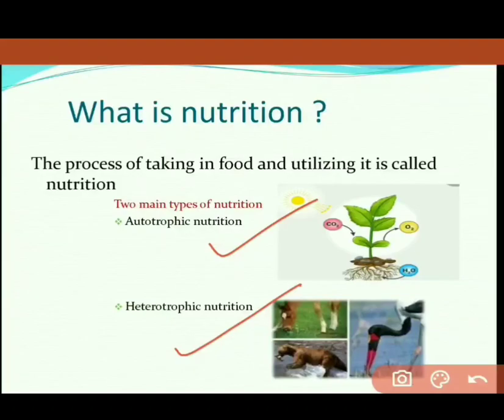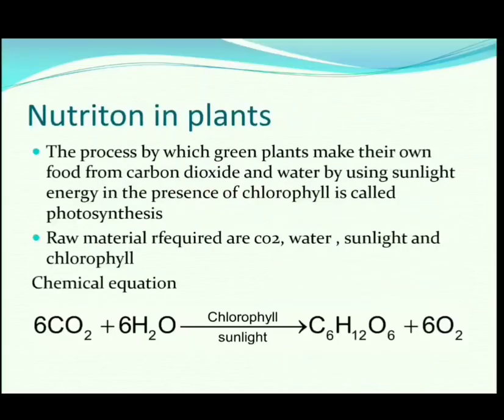So you already learnt about autotrophs. What do you mean by this? Plants are called autotrophs. Why? Because they prepare their own food. Yes. So let's study autotrophic nutrition. The process by which green plants make their own food from carbon dioxide and water by using sunlight in the presence of chlorophyll is called photosynthesis.